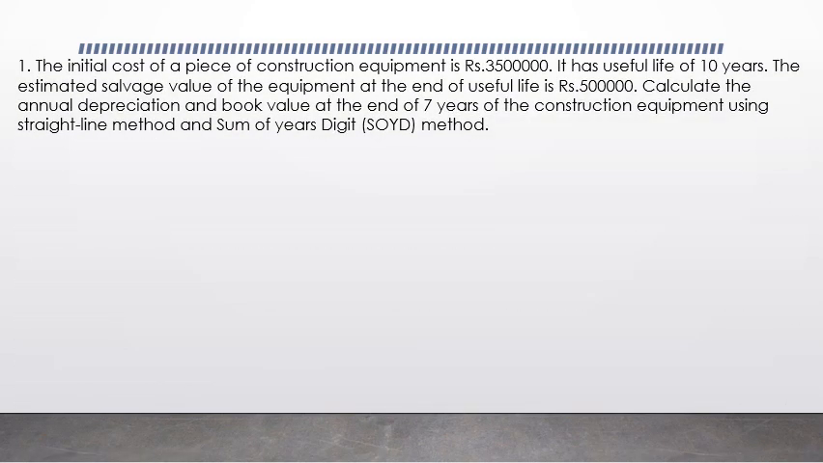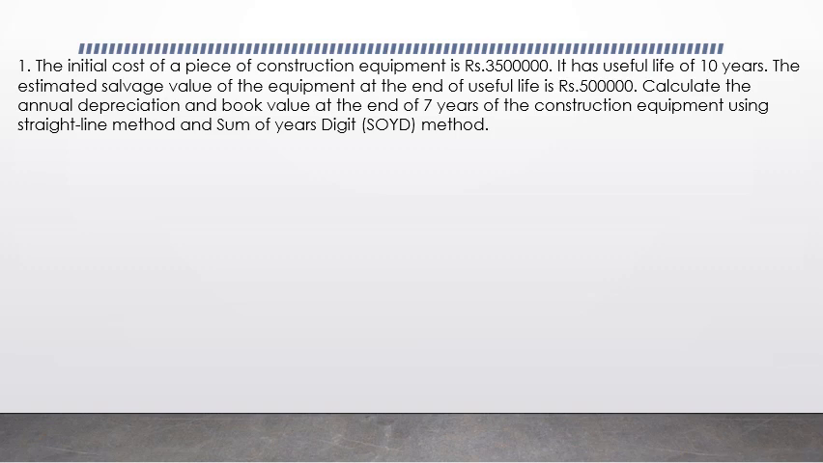Let us get on to numericals now. First we shall have a simple problem. The initial cost of a piece of construction equipment is 35 lakhs. It has a useful life of 10 years. The estimated salvage value at the end of its life is 5 lakhs. Calculate the annual depreciation and the book value at the end of 7 years of the construction equipment using the straight line method and the sum of years digit method. These are the two methods I have to employ here.